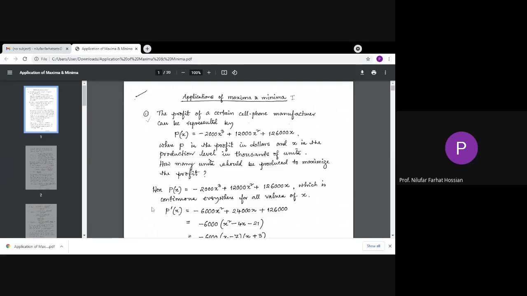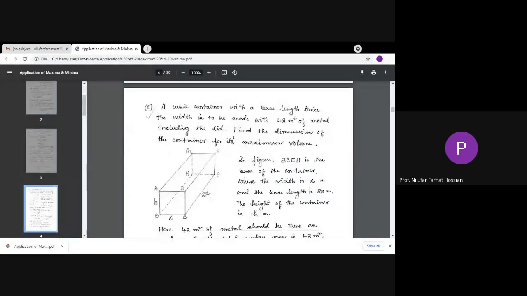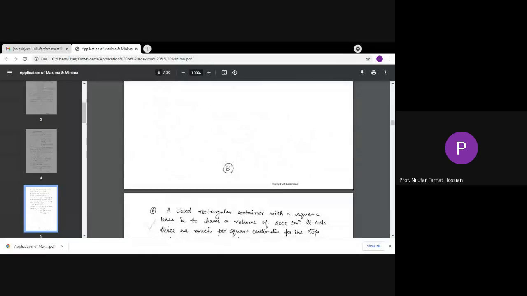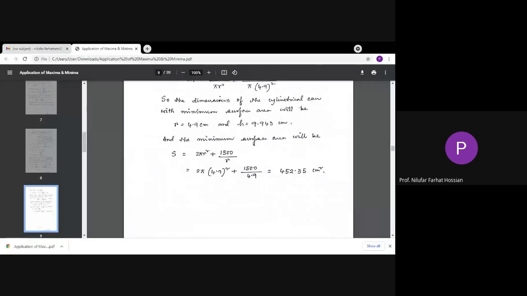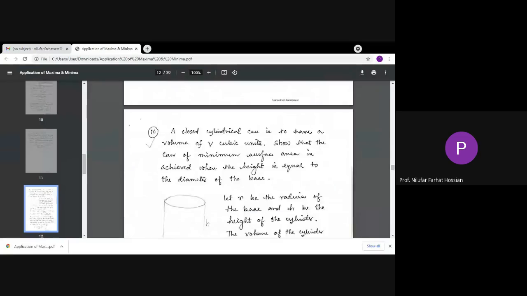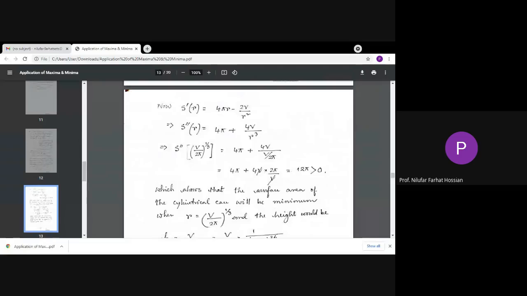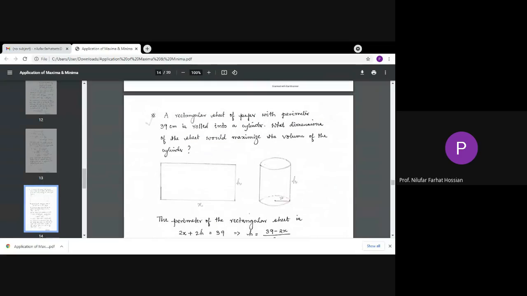Applications of maxima and minima. We did these applications in our last class. Today we did a number of maths from this file, from this application of maxima and minima, and there were 2 maths remaining to be done today. 1 or 2. Yes, we did this. I think this was the last one.